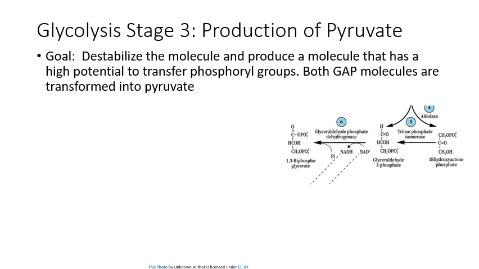So starting with step 6, we're going to transform glyceraldehyde 3-phosphate, GAP, with the help of NAD and orthophosphate, into 1,3-bisphosphoglycerate, which has a higher potential to transfer phosphoryl groups because it has phosphate groups on carbon 1 and carbon 3. You'll notice in this that NADH is formed from NAD, and the enzyme GAP dehydrogenase transfers a hydride group.